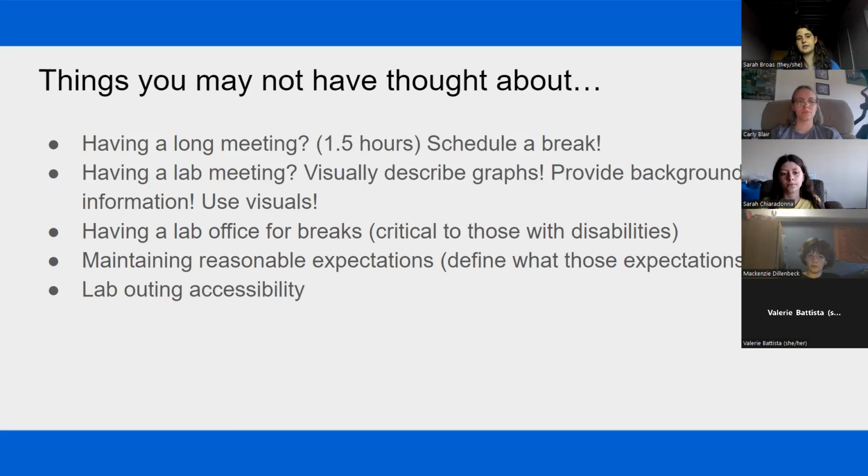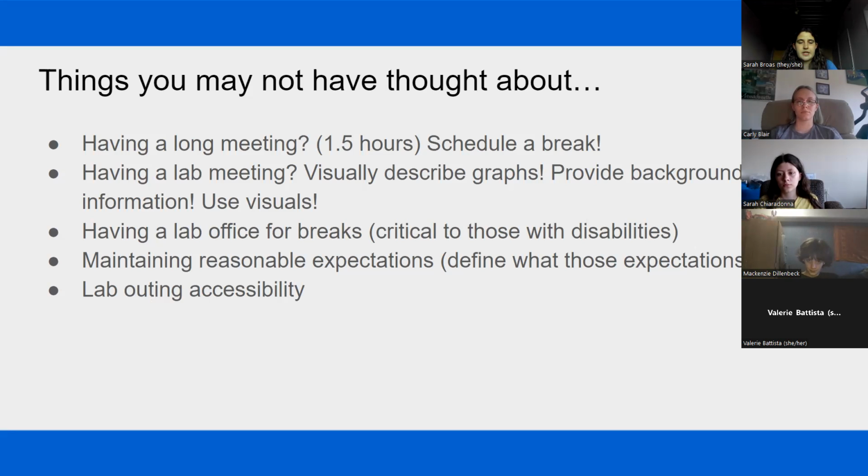Here are some things that you might not have thought about. For example, if you're having a long lab meeting, which means like about 1.5 hours, you should typically schedule a break. And again, this benefits folks with disabilities, but it also benefits everyone else who might not have the attention span to focus for more than 1.5 hours. So if you're thinking of hosting any meetings that are more than 1.5 hours long, consider incorporating a break.